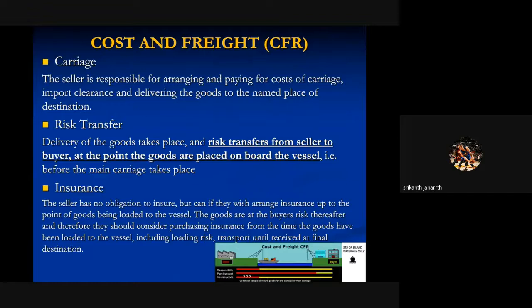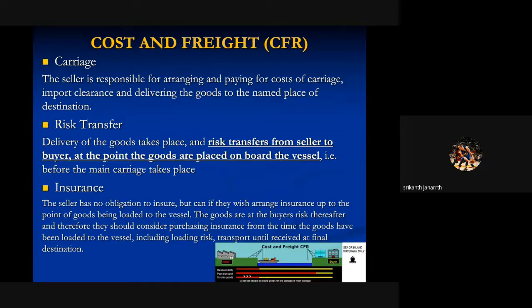Cost and freight. What is this? The seller is taking the extra main carriage also. So he's going to bear the cost of the freight. So you can see the main freight is paid by the seller. The red line goes up to the buyer's side, and that responsibility is taken by the seller. So cost and freight means here the price is cost and freight. The seller gives the price: I am taking care of freight, so my price will be a little more.